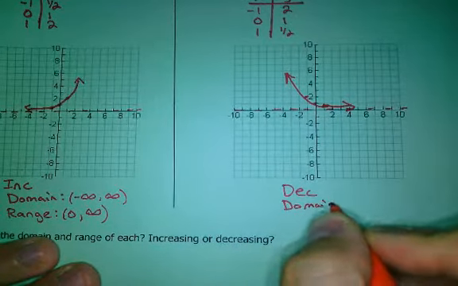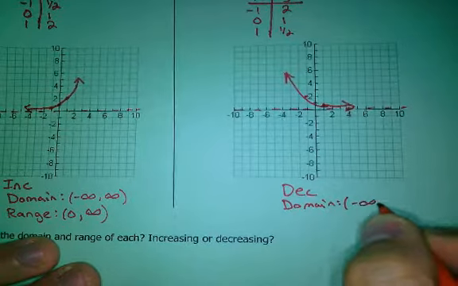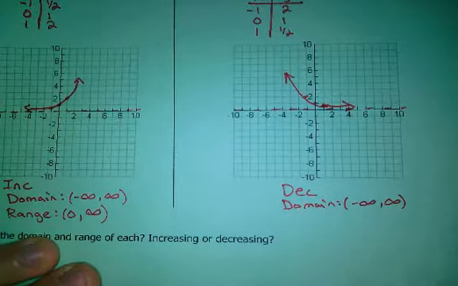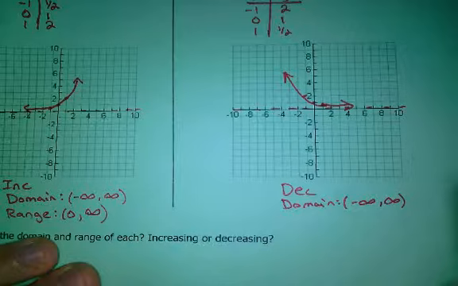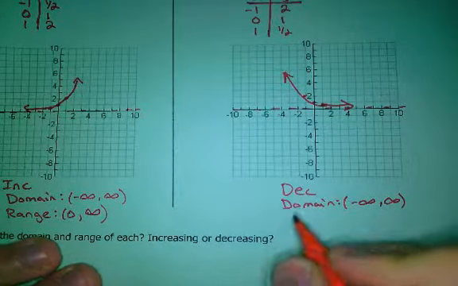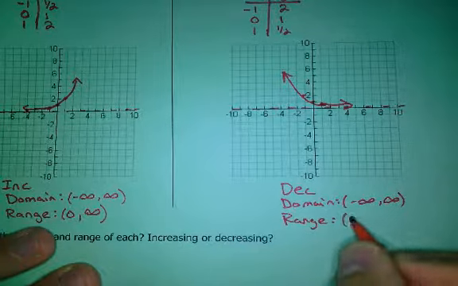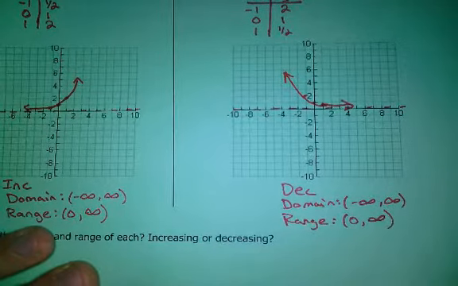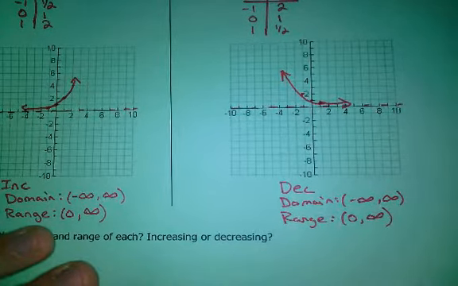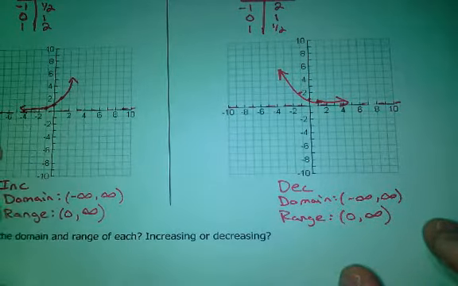The domain, what is that? Negative infinity to infinity, because all exponentials have the same domain. You can plug in any x value and it'll spit out something for you. The range, 0 to infinity. Okay? Good so far?